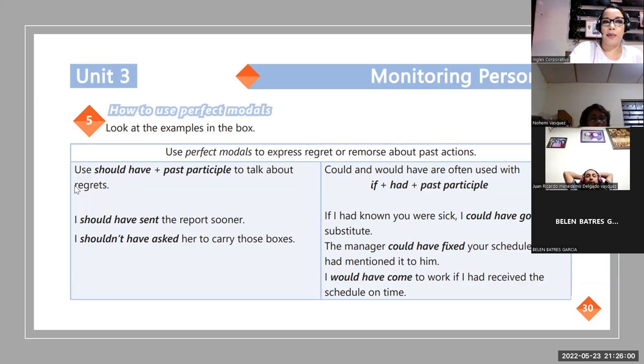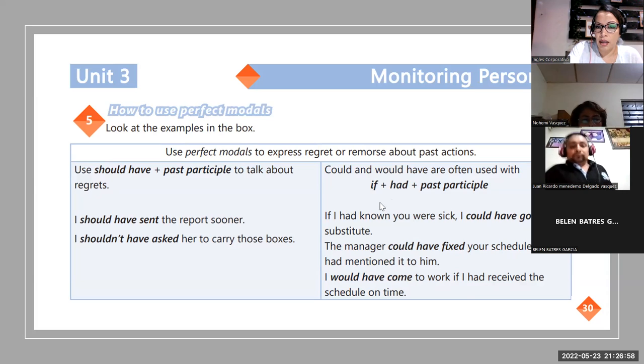And for that, we have to use should have plus past participle to talk about regrets. As you see, I should have sent the report sooner. And they can also take a negative form by adding not to the auxiliary should. I shouldn't have asked her to carry those boxes, okay? And also could and would have are often used with if I had plus the past participle. For example, if I had known you were sick, I could have gotten a substitute. The manager could have fixed your schedule if you had mentioned it to him. I would have come to work if I had received the schedule on time.